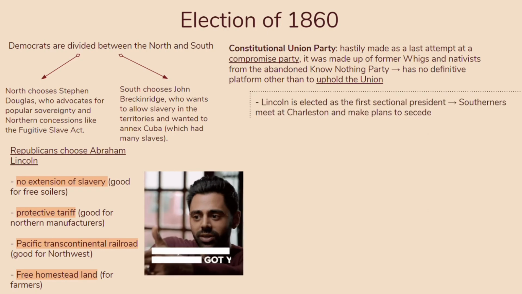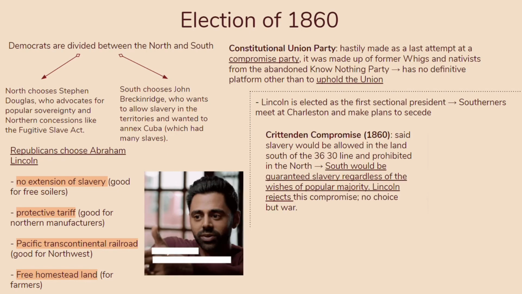But you know how the story ends. Lincoln is elected as the first sectional president, and meanwhile, Southerners meet at Charleston and make plans to secede. And once he's elected, there is a very interesting proposition put his way known as the Crittenden Compromise in 1860. This said that slavery would be allowed in the land north of the 36°30′ line and prohibited in the South. The South would therefore be guaranteed slavery regardless of the wishes of popular sovereignty. I don't know why I said popular majority, but there it is.